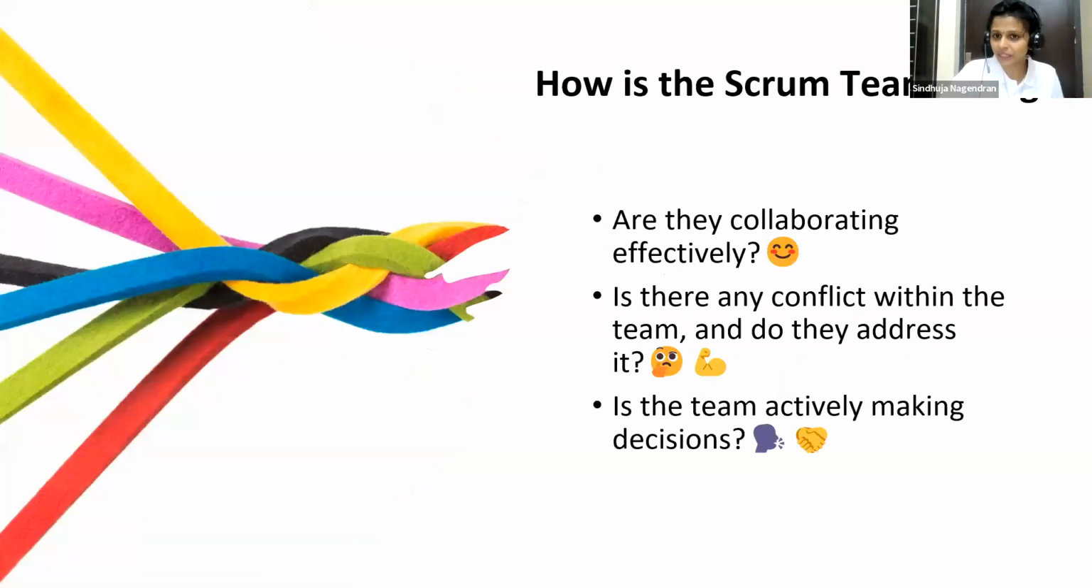How is my Scrum team doing? Are they collaborating effectively? Is there any conflict within the team, and do they address it? Is the team actively making decisions? This way you can work with them and bring up something to your team, add value to your team.